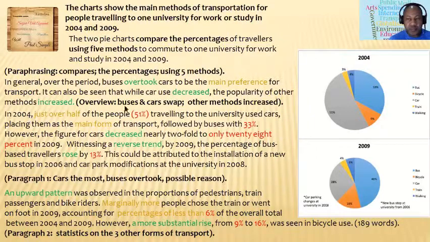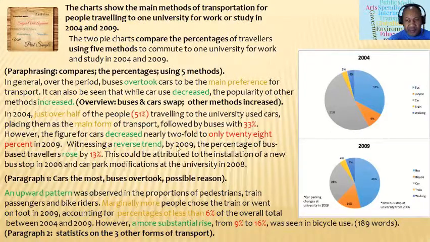In 2004, so we begin by looking at the first chart, just over half of the people, 51%, traveling to the university used cars, placing them as the main form of transport, followed by buses with 33%. So here are the figures. 51, just over half, 33. Can't dispute them. However, the figures for cars decreased nearly twofold. Twofold means more than half, to only 28% in 2009. Correct. So we're talking about cars here in 2004 and 2009. But I'll mention this later.